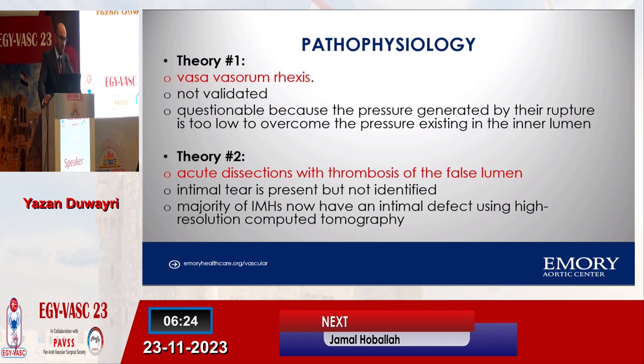Now, the pathophysiology is really not purely defined. The first theory was that this was due to vasa vasorum rupture, or rhexis. This was never validated, and in fact it is very questionable because the pressure within the vasa vasorum, and therefore the intramural hematoma that may result from such a thing, would not be large enough to overcome the pressure within the aortic lumen itself. So it is hard to explain IMHs by this theory. The other theory is that this is actually an acute dissection that resulted in thrombosis of the false lumen due to the absence of an outflow tract or an outflow fenestration into the true lumen, and therefore an intramural hematoma is more likely to be considered part of the spectrum of aortic dissection.